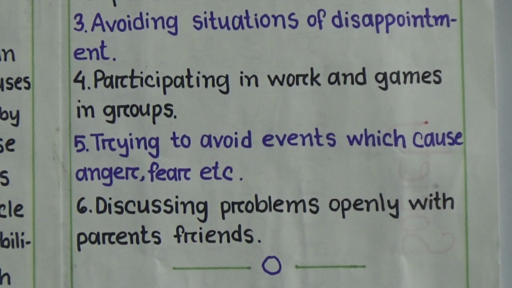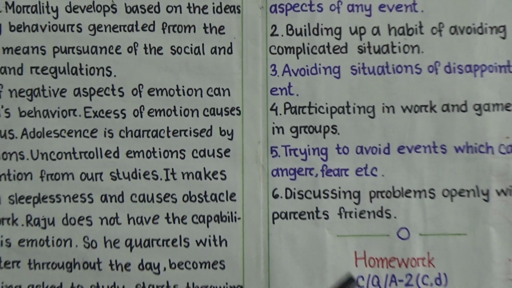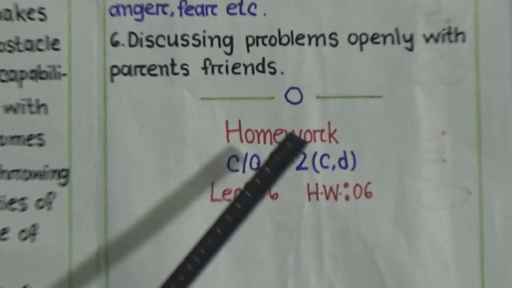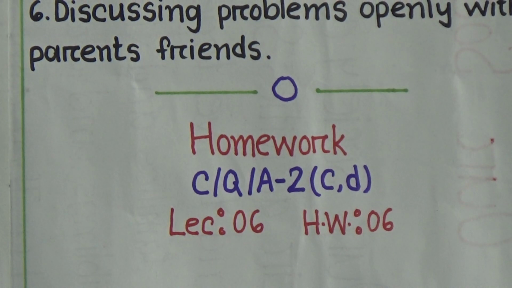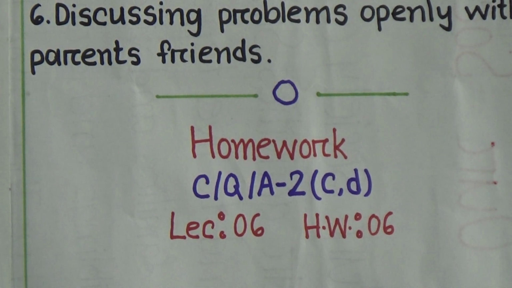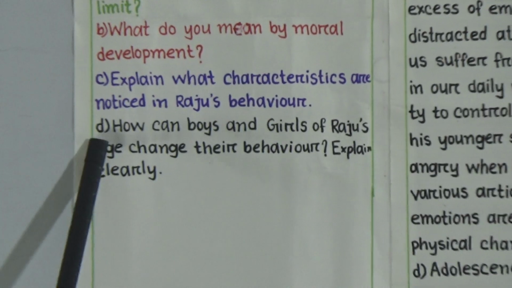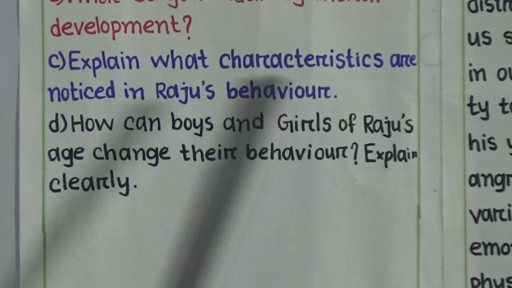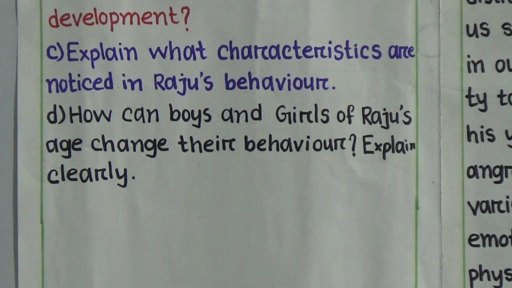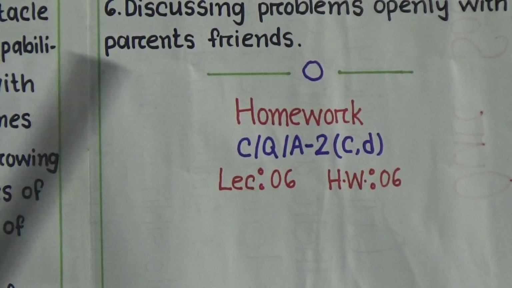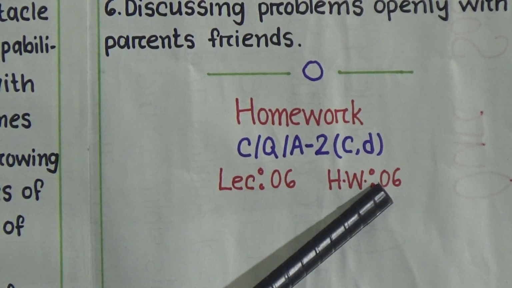Students, this was our CQ2. Now I have given your homework. Your homework will be the answer of C and D from creative question 2. I'm repeating, your homework will be C and D from creative question 2. That means number C, explain what characteristics are noticed in Raju's behavior, and number D, how can boys and girls of Raju's age change their behavior? Explain clearly. Students, don't forget to write the lecture number and homework number at the top corner of your copy. Our lecture number is 6 and homework number is also 6.